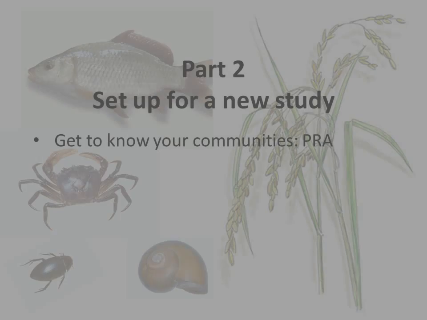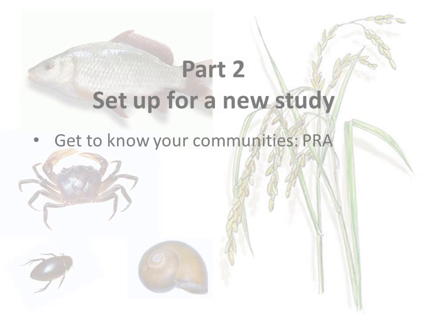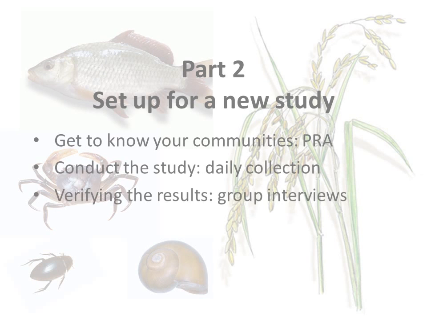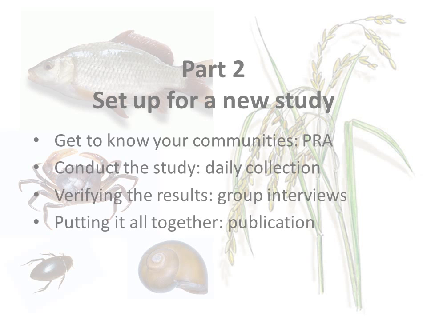Okay, here we go again. This time we are talking about the steps that are necessary to set up a new study for the assessment of aquatic biodiversity in rice-based ecosystems. It takes 4 steps to get there. The PRA, your introduction to the communities you are going to work with, the daily data collection, the verification of your results, and finally, the publication of your research.